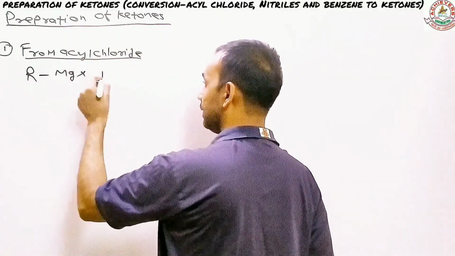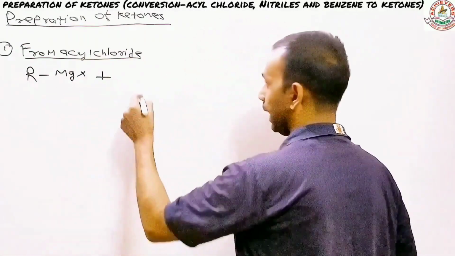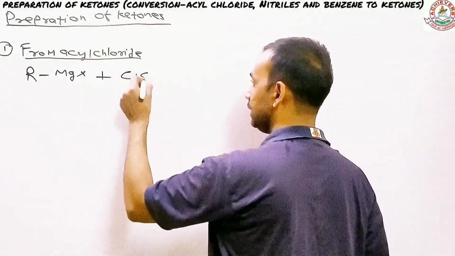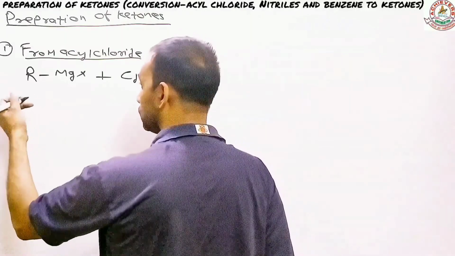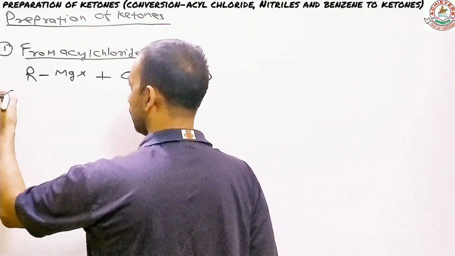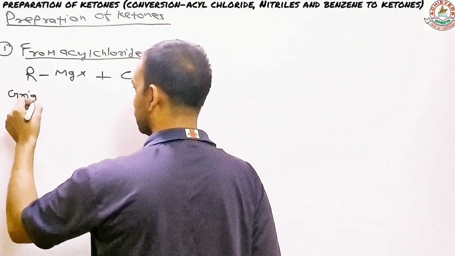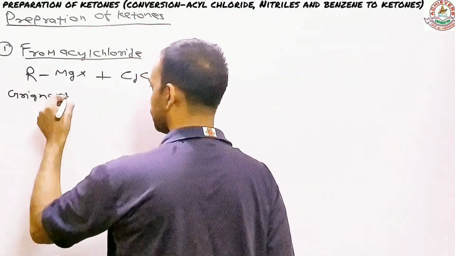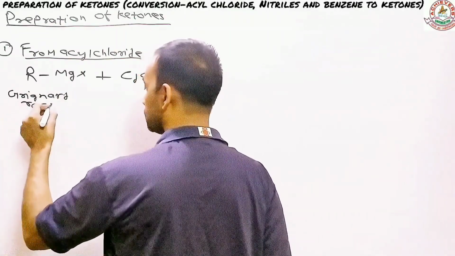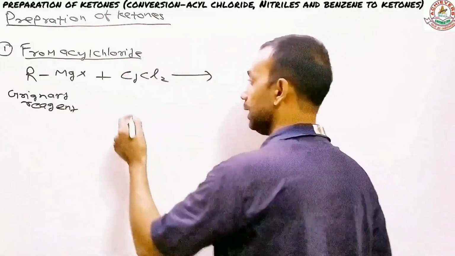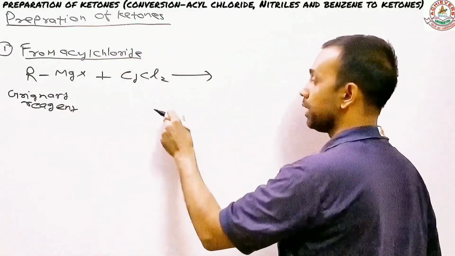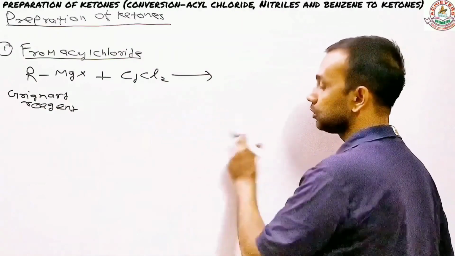And when you react Grignard reagent with cadmium chloride, CdCl2, right? Let me write this in case you are new and you have no idea what this is. This is called Grignard reagent. In case you feel it's going to be a bit slow, I'm sorry for that, but the motive is to make you understand everything. And this is cadmium chloride.